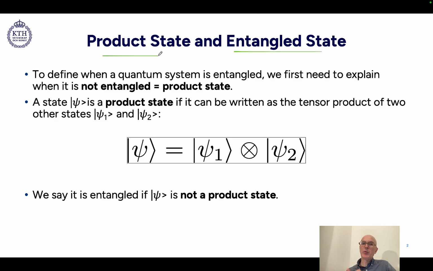To define when a quantum system is entangled, we first need to explain what is not entangled, which is called the product state. A state psi is a product state if it can be written as the tensor product of two other states, psi1 and psi2. So a generic quantum state psi, as on this slide, that can be written as a tensor product of two quantum states is a product state. What is not a product state is called an entangled state. An entangled state is something that cannot be written as a tensor product of two quantum systems.